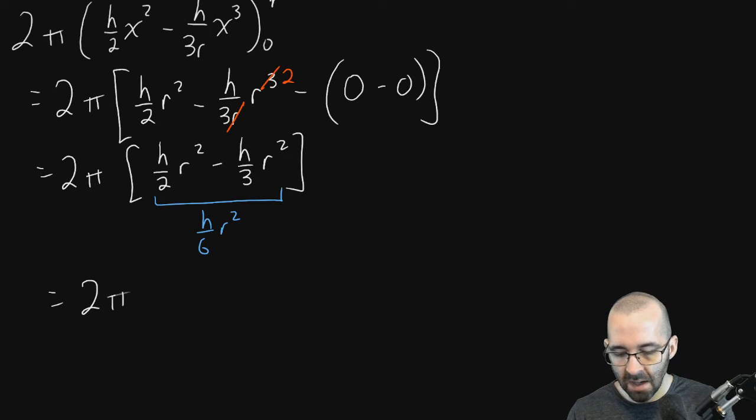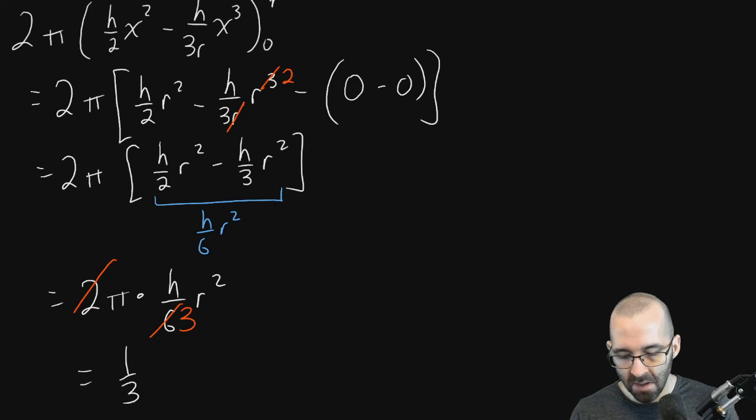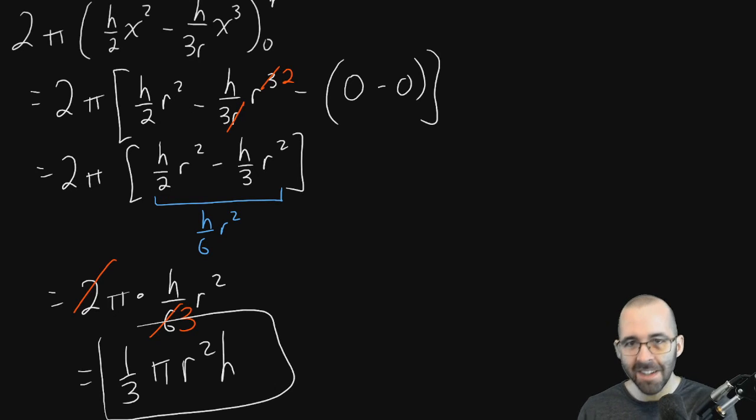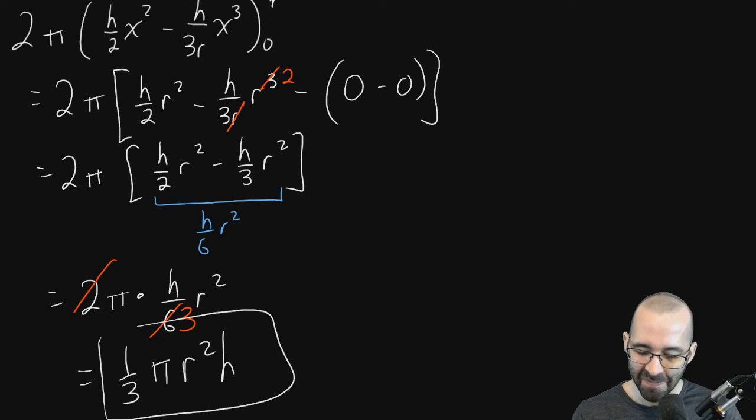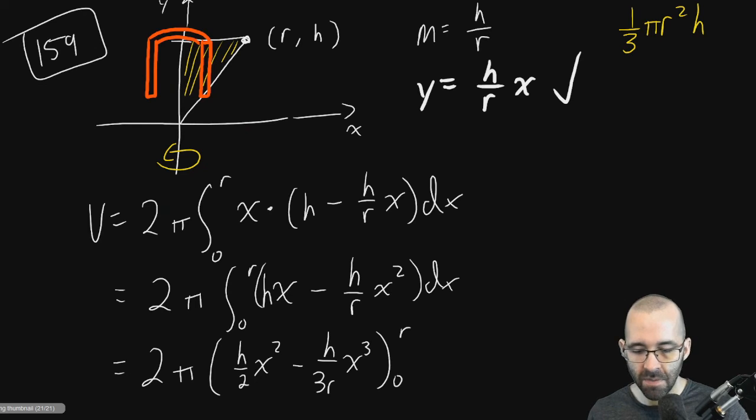So what's 2 pi times h over 6r squared? Well, we get some cancellation. The number is 1/3. We have a pi. We have an r squared. We've got an h. Whoa, I did it. Not that I want to sound surprised about that, but I've been making a lot of silly mistakes in my definite integrals recently. There we go. And that's how you do this sort of thing.